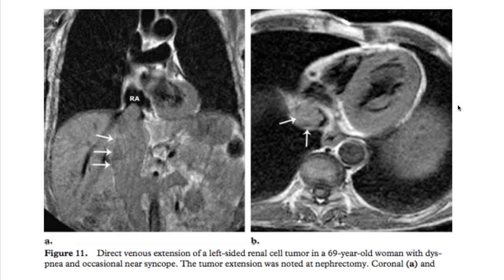And this is a very common pathway that we see of renal cell cancers. And it's important to delineate if this extends into the right atrium or not, because that will change the surgical approach from a chest approach to an abdomen approach in these patients.